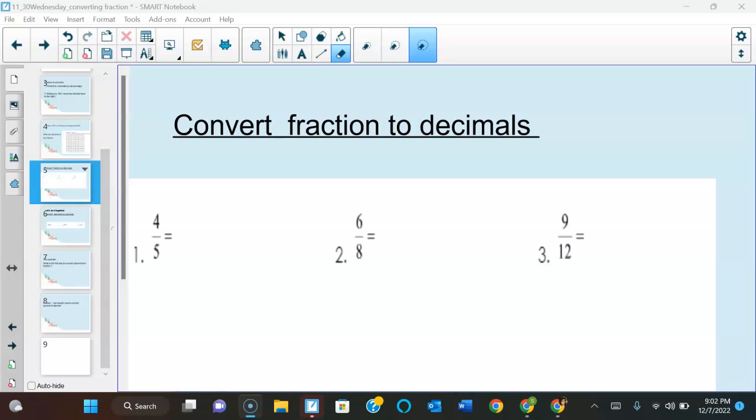Today we are going to show how to convert fractions to decimals. I took three examples that I'm going to show you step by step, where we divide the numerator by the denominator to convert the fraction to a decimal.